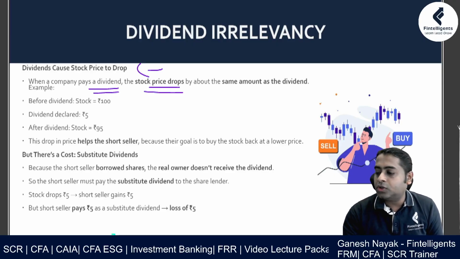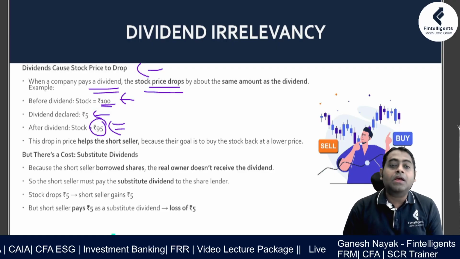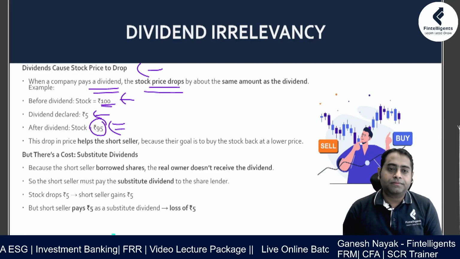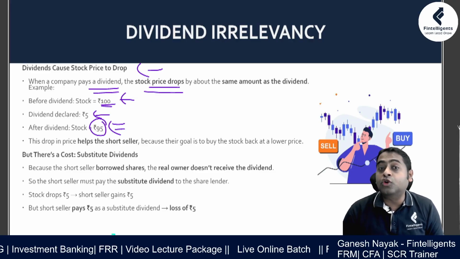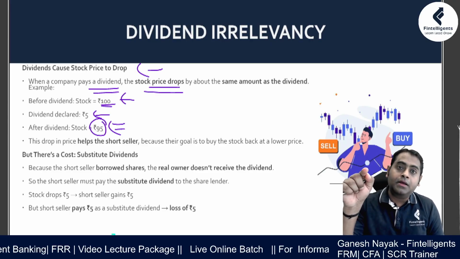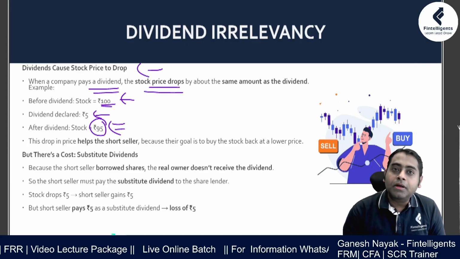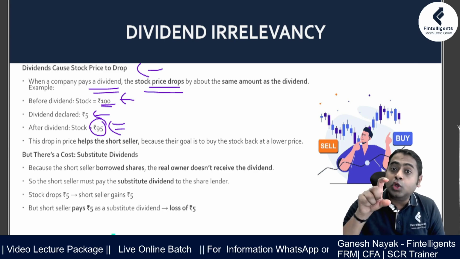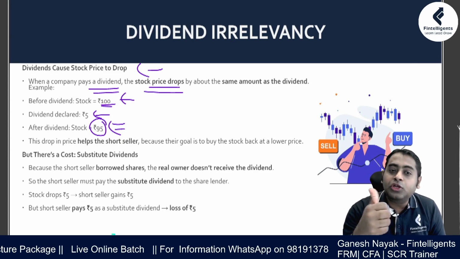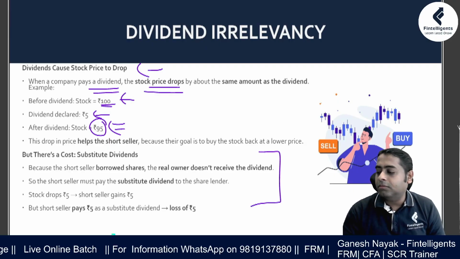Suppose the stock price was initially 100 and the dividend is 5. Now after the dividend is paid, the stock price will remain 95. This is by default. Now see, if this is going to be the case, then the short seller who has already sold at 100 is immediately going to make $5 profit. But do you remember, if there is a dividend, the short seller will also have to pay that $5 to the original owner. So he is not actually making any profit, even though the stock price has gone down.